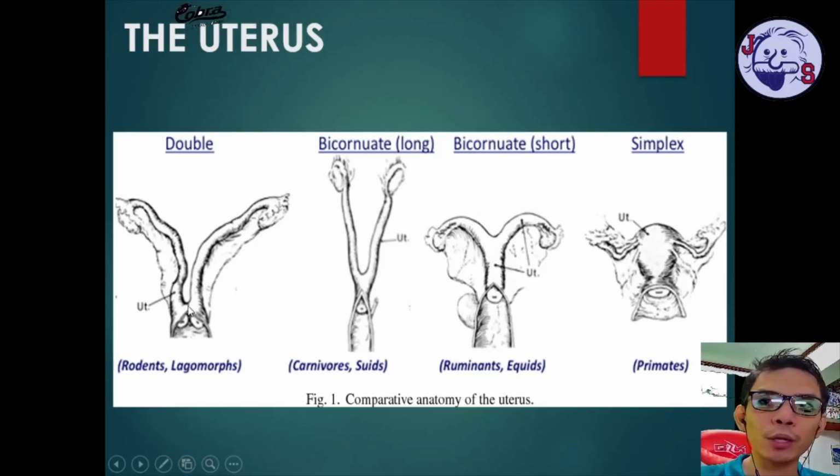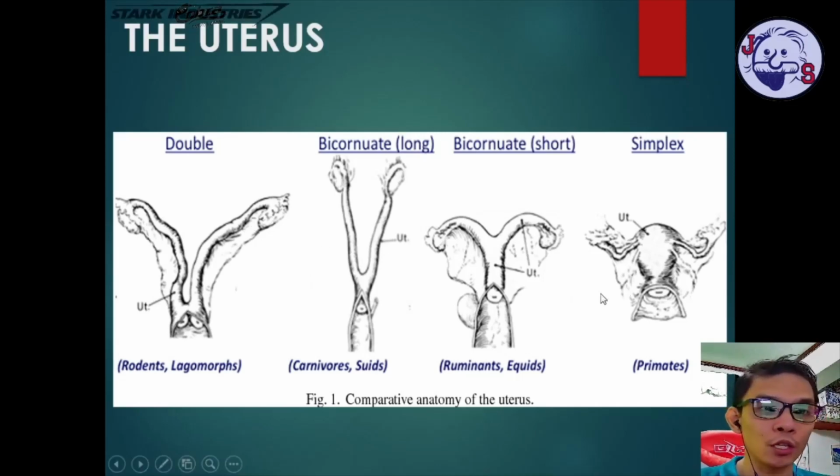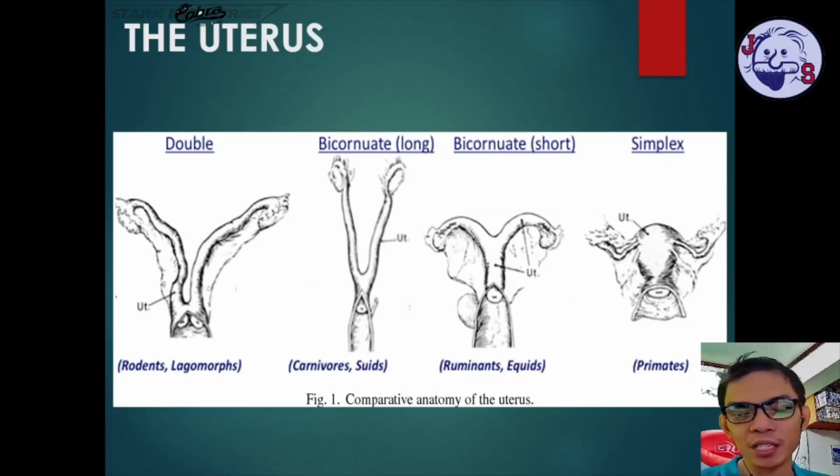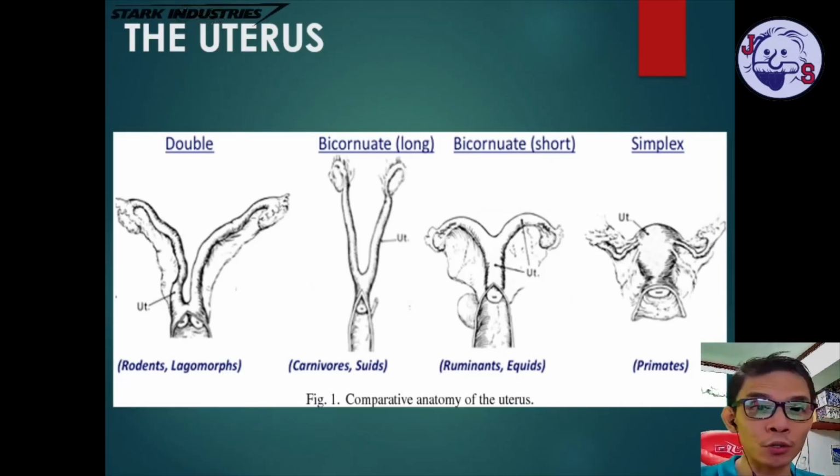The shape of the uterus tells us how many offspring this particular organism can produce. The primates, like the chimpanzees, have somewhat similar shapes. Not completely similar, but the impression is somewhat similar all throughout the primate group. So these are the different shapes of the uterus depending on what group of organism they belong to.